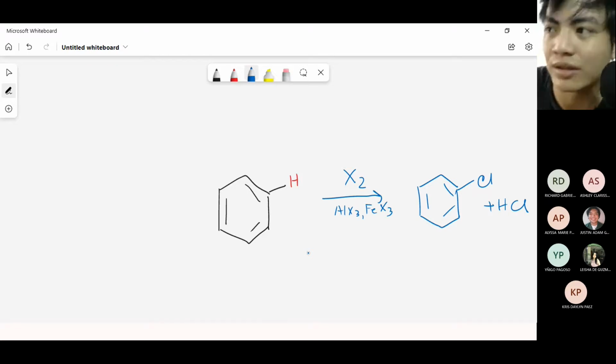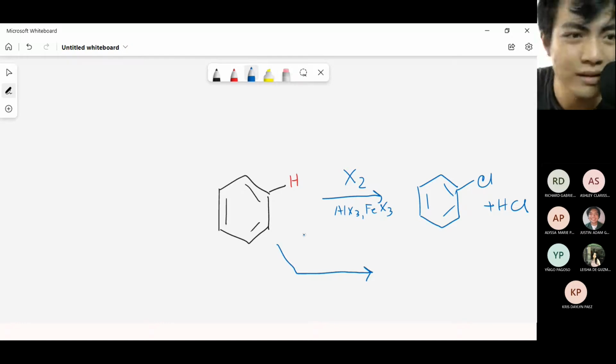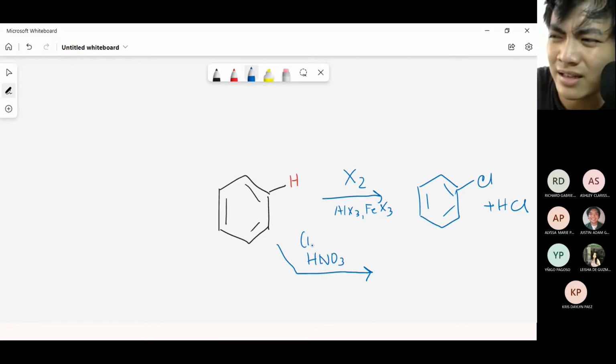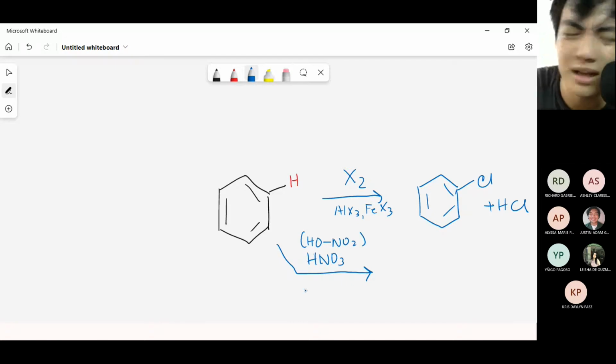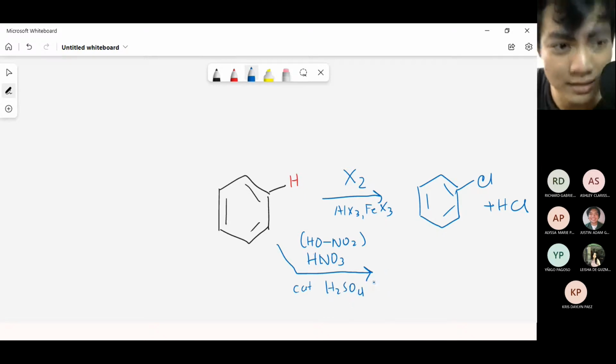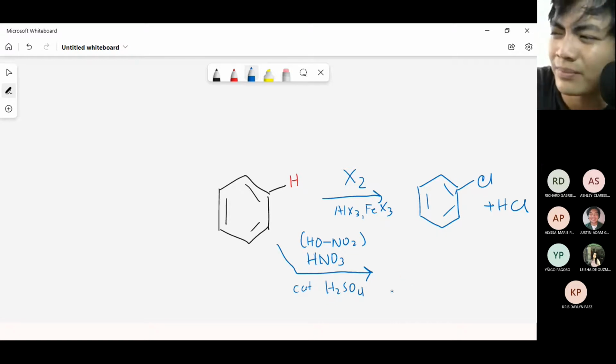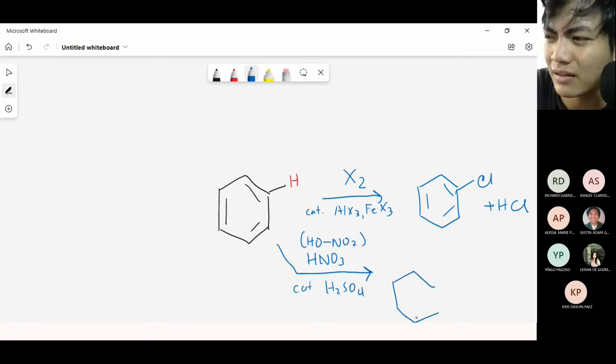Halogenation, nitration. Okay? So, let's do the nitration. So, nitration, kailangan mo ng nitric acid muna. So, we can rewrite this as HONO2. Ang kailangan mo na catalyst ay H2SO4. Kailangan may catalyst kasi pag walang catalyst, di mangyayari yung reaction. Okay? So, yung catalyst indicate ko as cat. Okay? Catalyst. Okay, pangit yung aking benzene.